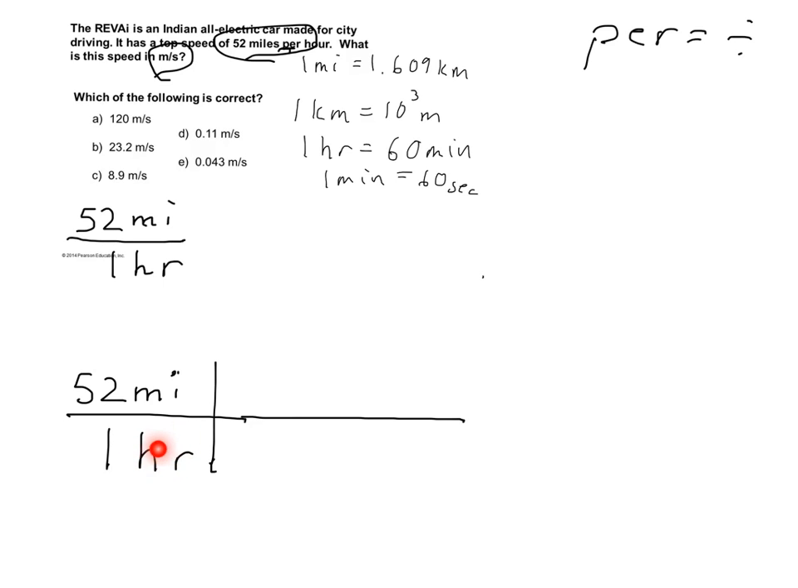I have hours down here. I need to place the hours where they'll cancel out. Well, if I placed hours here, they'd multiply. So I need to place the hours up here if I want to get rid of them. What I know about hours is their relationship to minutes. I know that 1 hour is 60 minutes. So I've canceled out my hours because they're opposite each other.